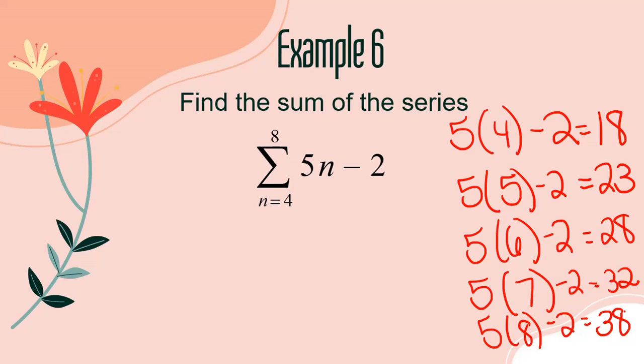Summation. Once more, we are summing up this information. So 28 plus 23 plus 28 plus 32 plus 38. My answer, 139.